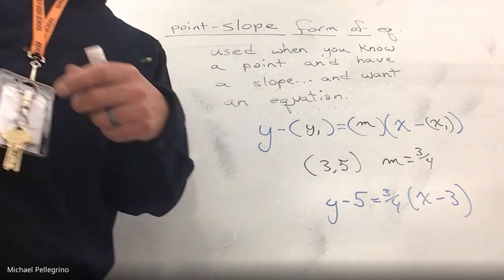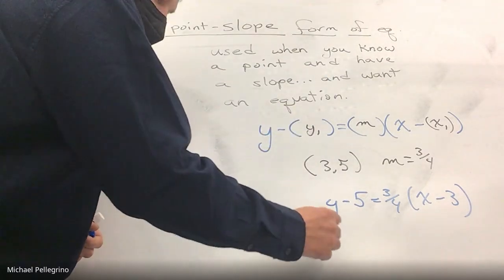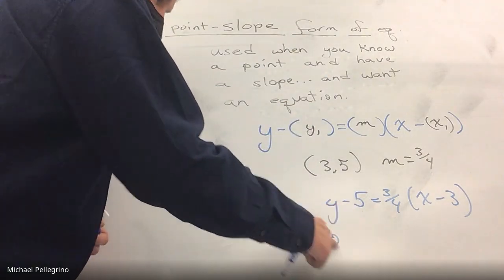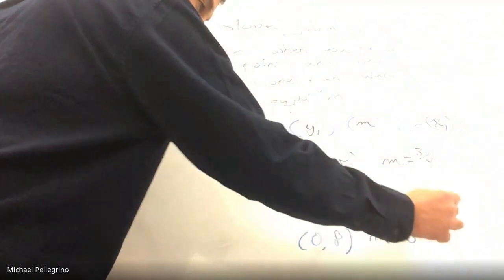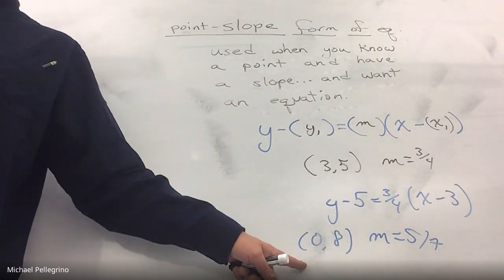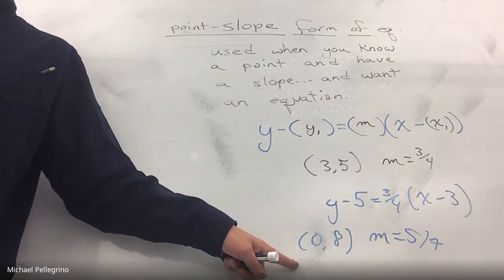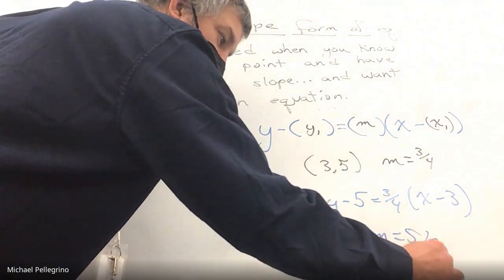There is one case where I could jump right to that. If I know that it passes through (0, 0), or actually (0, anything), and it has a slope of like 5/7, this is a y-intercept because this is on the y-axis, right? So I could just write y equals 5/7x plus 8.